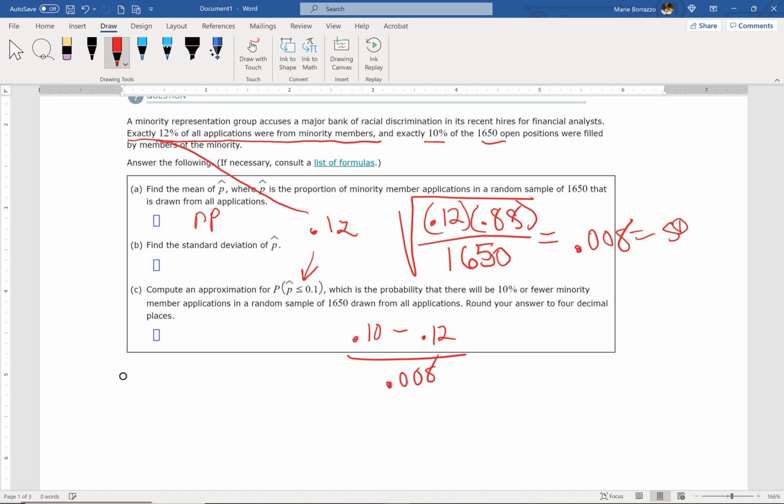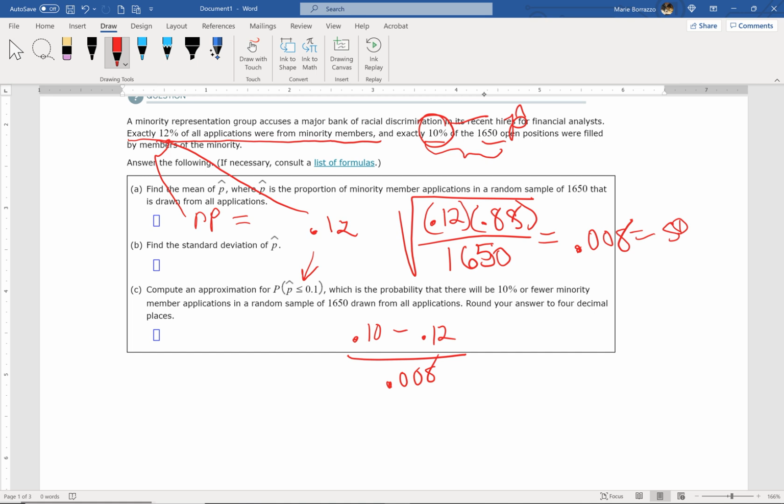Now remember, the 0.10 is sitting here. You see how it says 10% of the 1650. Now this is why it's probably confusing, and why you need to remember that that is the actual p hat value. What we're searching for here is n times p, and that value is given to us as the total percentage of applicants.